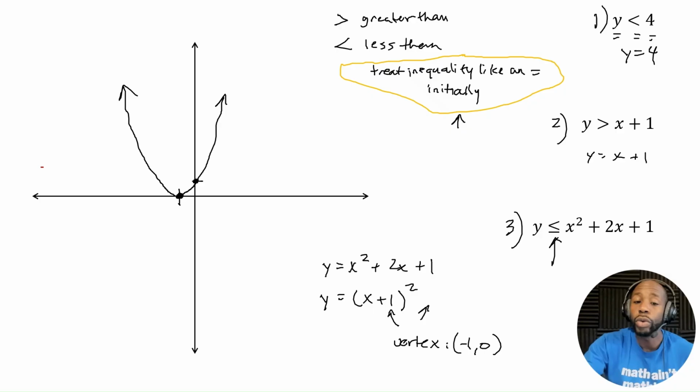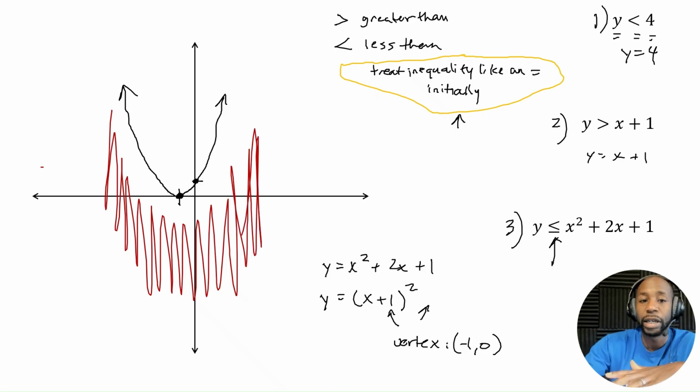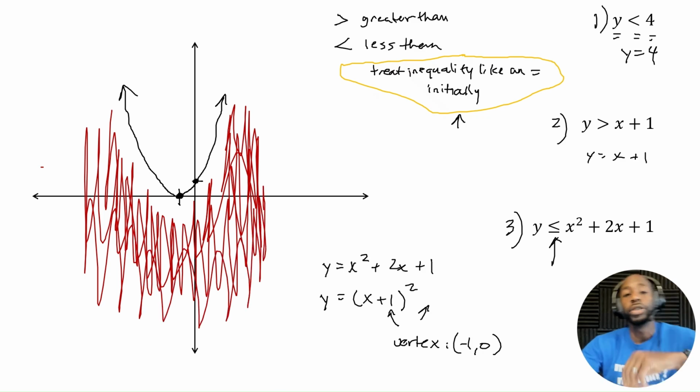Now, where do I shade? We shade for values that are less than this line. So values that are less than this line are going to be values that are underneath the line because that's in the lower y values direction. You're looking at values that are lower than the line. So that's going to be values that are underneath, okay? So that's the way that that works.